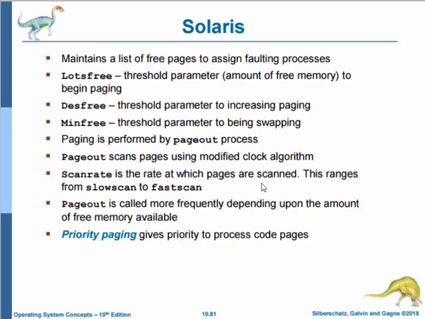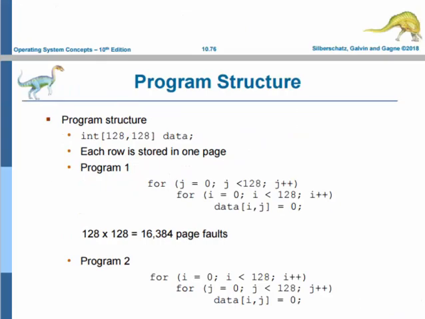Scan rate is the rate at which pages are scanned, and this ranges from slow scan to fast scan. Page out is called more frequently depending upon the amount of free memory available. Solaris also uses priority paging, which gives priority to process code pages.